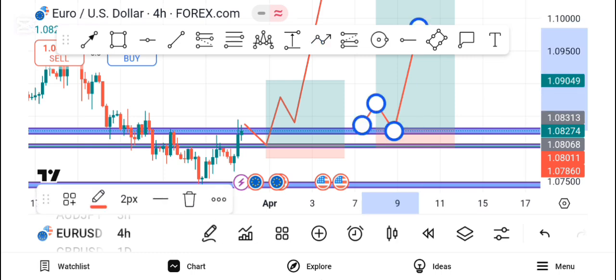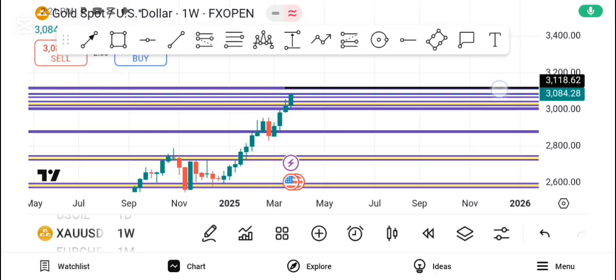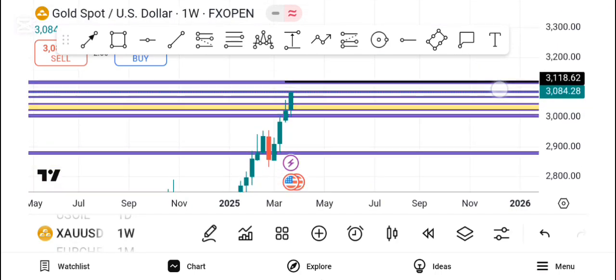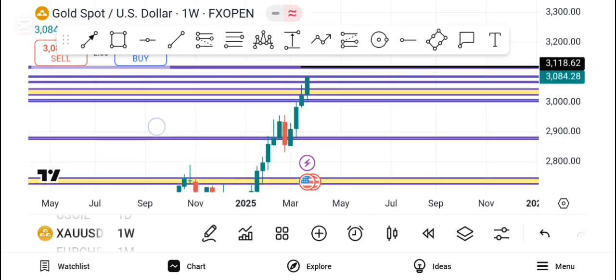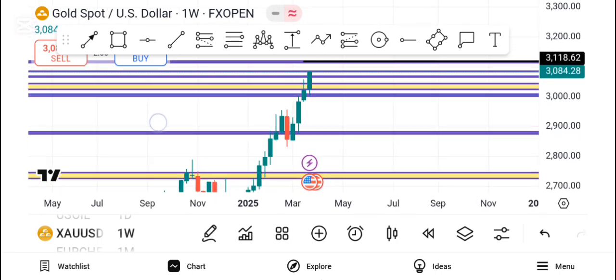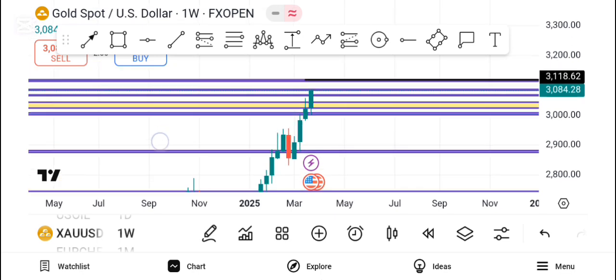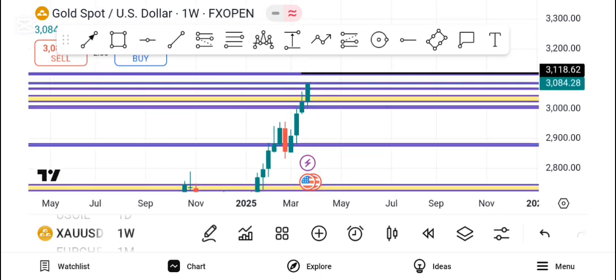So this is a full technical analysis on Euro USD. Let's go to the last pair, which is gold. You can see I'm analyzing this market using my phone. For those of you that think you need to have a laptop before trading forex, that's not true. As you can see, this is my phone, and I'm using it to analyze this market.